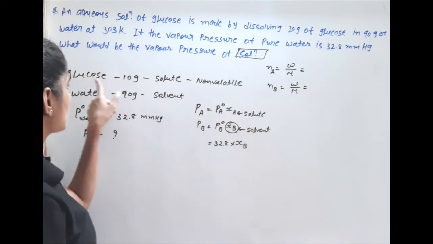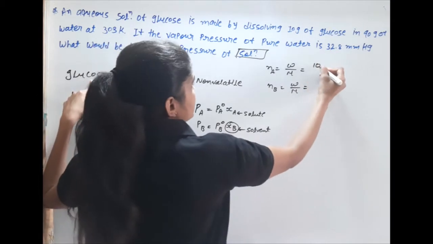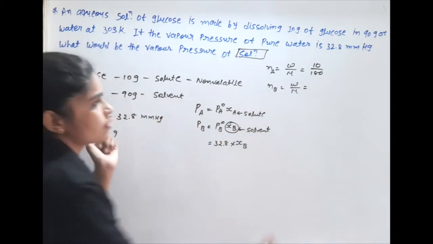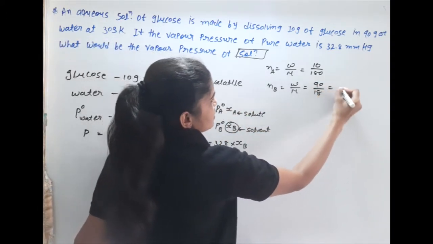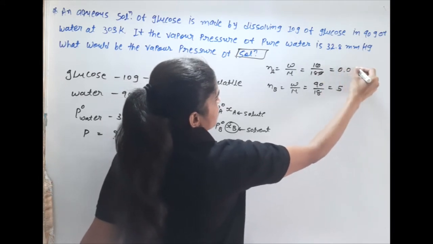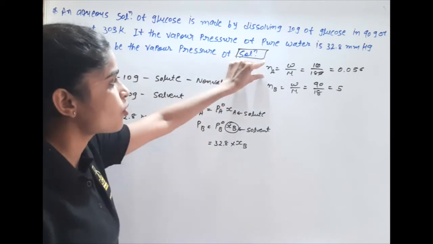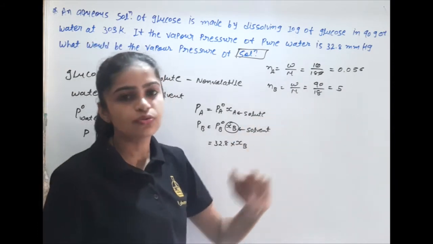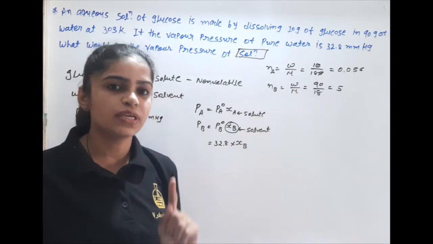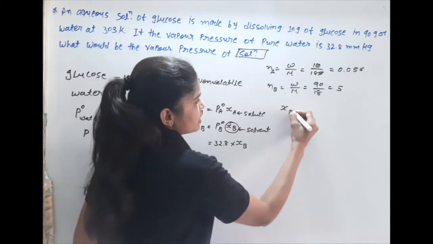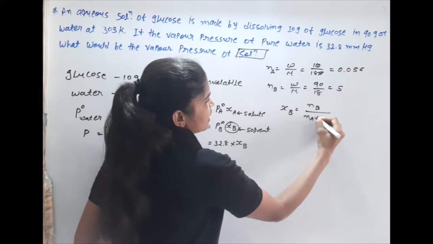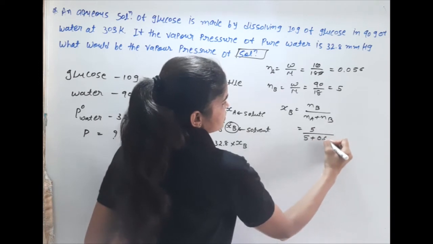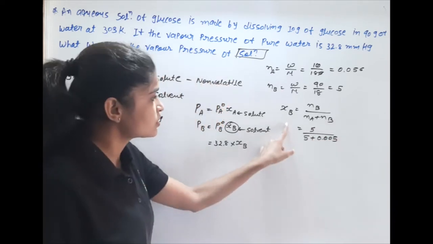NA is the solute, so the solute is glucose. Its given weight is 10 and its molecular weight is 180. Next is NB, this is the water. So water 90 divided by 18, this is 5, and this is 0.056. So the number of moles of A, the solute, is equal to 0.05 and the number of moles of B is equal to 5. Then find out the mole fraction XB. So XB is equal to NB upon NA plus NB. NB value is 5 divided by 5 plus 0.05.